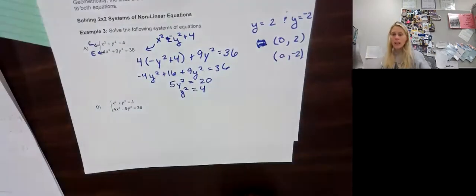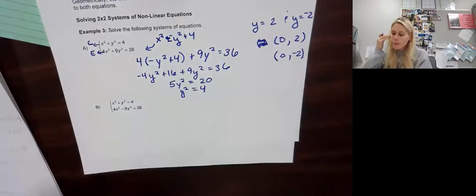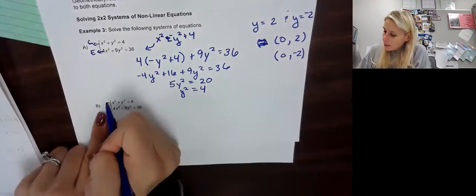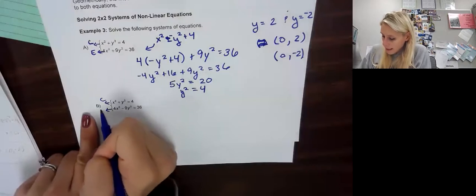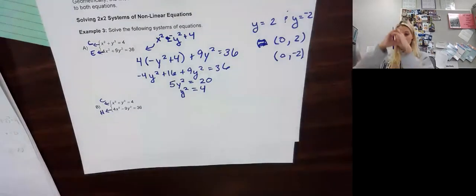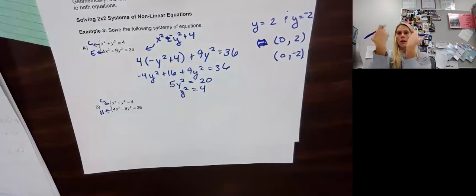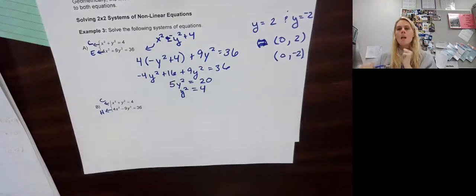For B here, I'm going to use elimination this time. But I want you to see that the top one is a circle and the bottom one is a hyperbola. Think of it: we have a circle and we have a hyperbola. And I say it like this because it's a horizontal hyperbola since x is first.